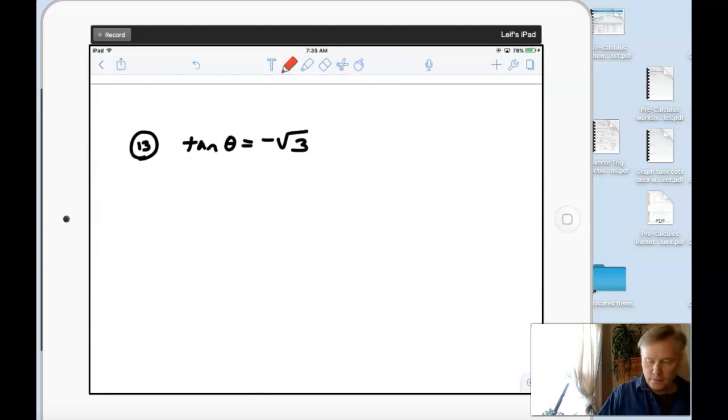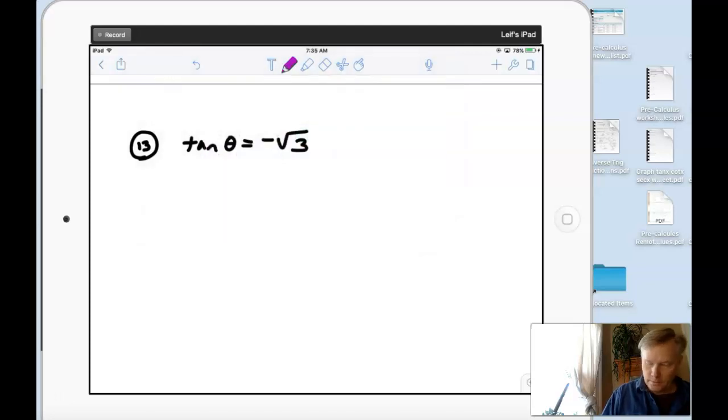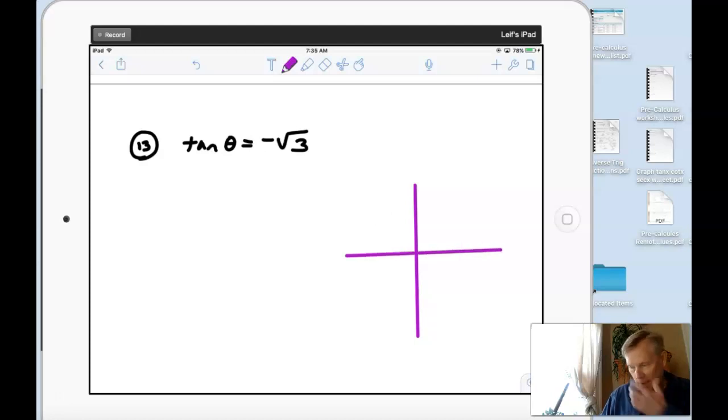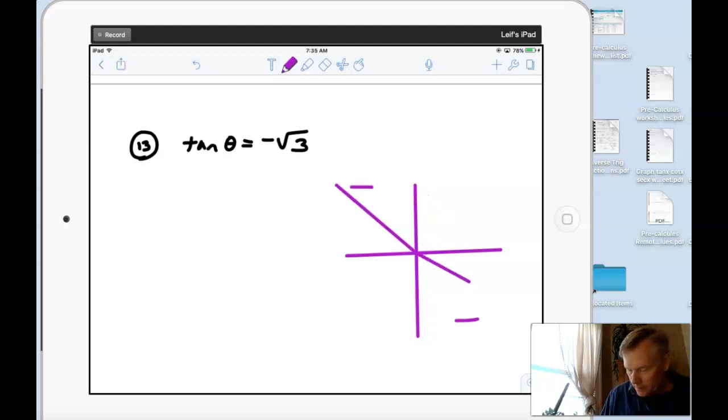13. Tangent of theta equals negative square root of 3. Okay, so let's see. Tangent is negative here and here. Look back at your chart. So I know those will be the quadrants where my reference angles will go.